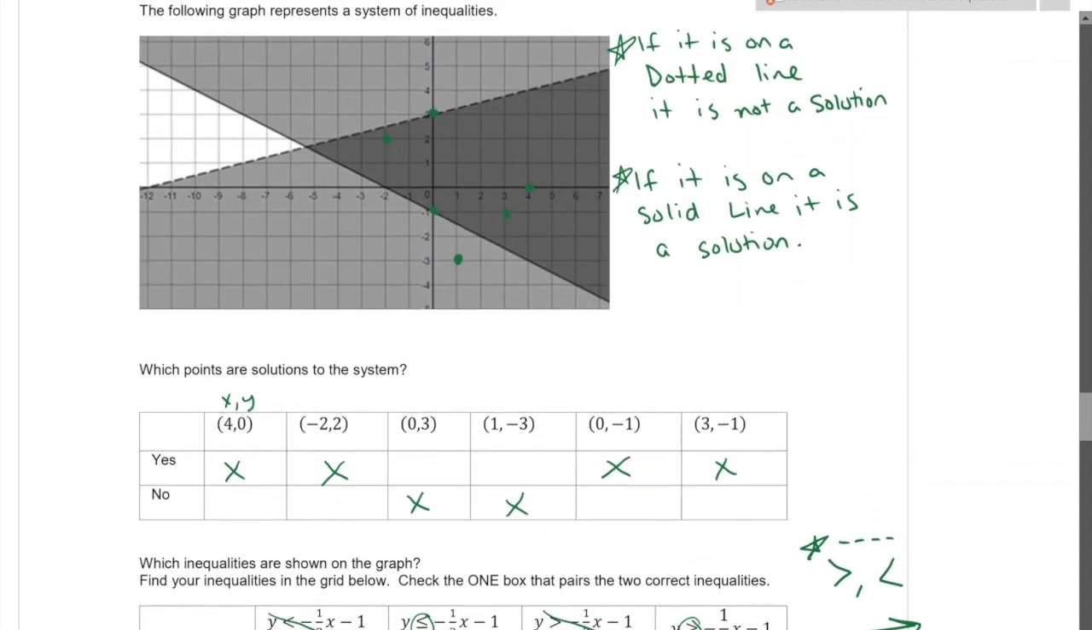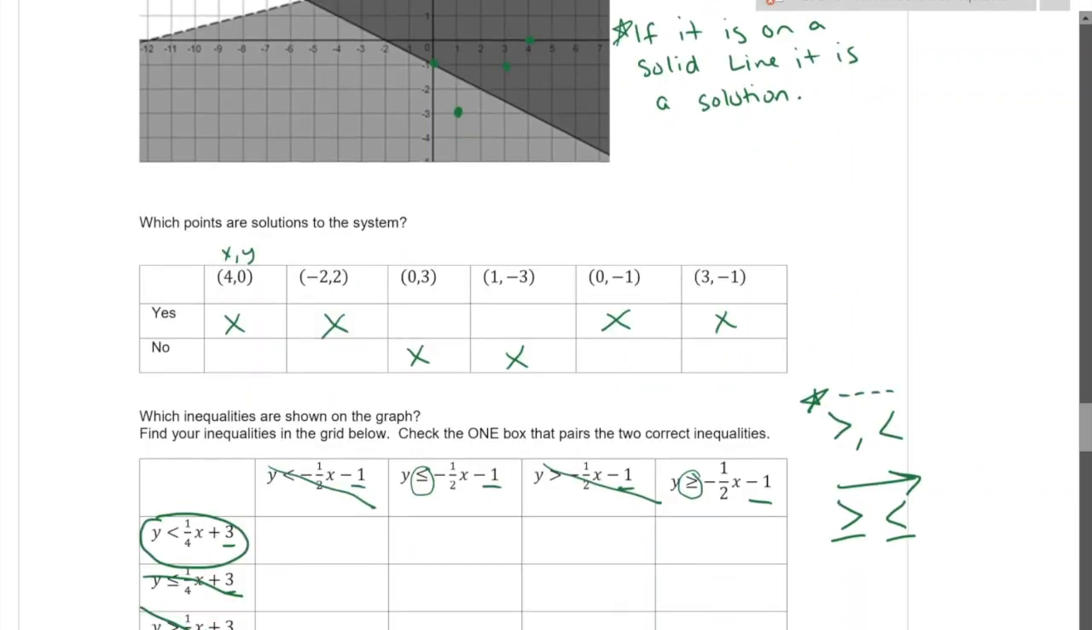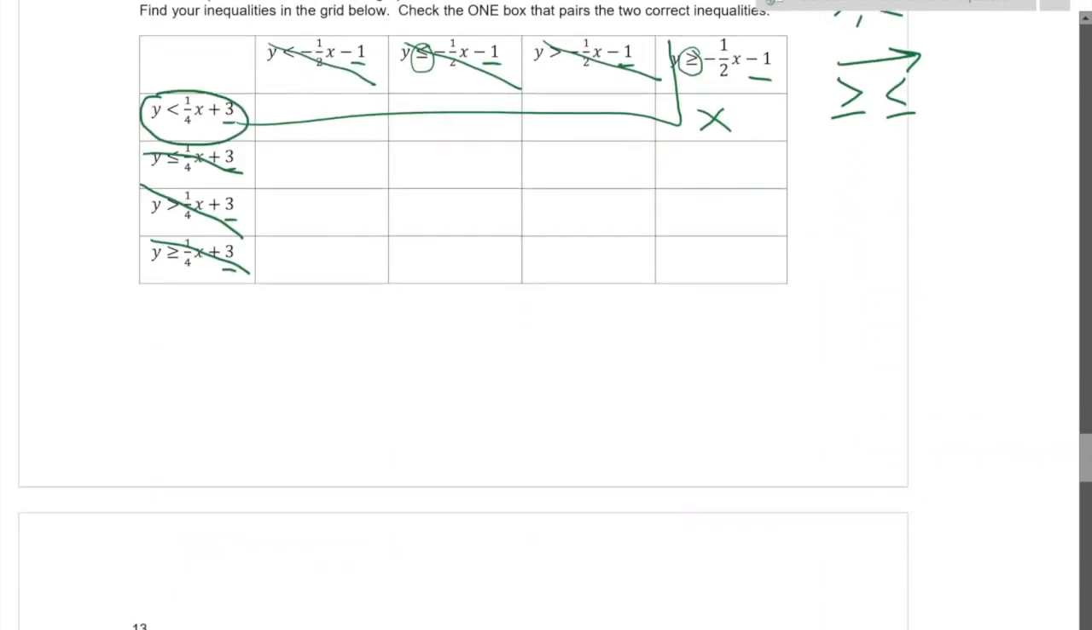So let's see, where did it shade? Did it shade above or shade below? It shaded above. And remember, shade above is this one, so this is the correct answer. This and this are the correct ones. Okay, that one's a little bit trickier. I understand on that end. Okay, let's move on.